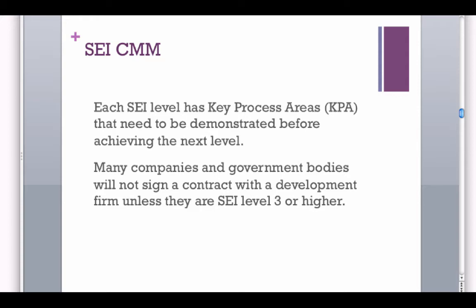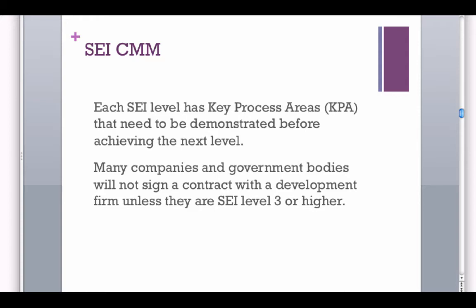Now these levels are important, these SCI levels. There are many companies and almost all government bodies that won't sign a contract with a development firm unless they can demonstrate their SCI level 3 or higher. Okay, so SCI level 3, that's kind of the minimum level that you need to be to say work for the government. And the government is just a huge purchaser of software. So if you're building a software firm, it's very important that you can demonstrate your SCI level 3 or higher.